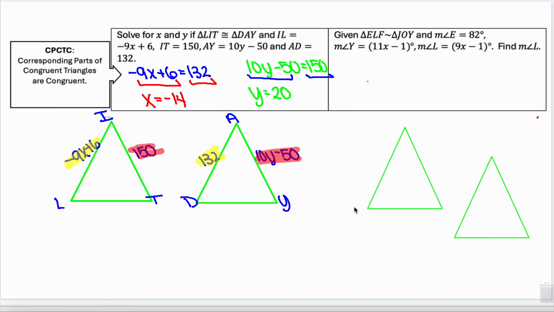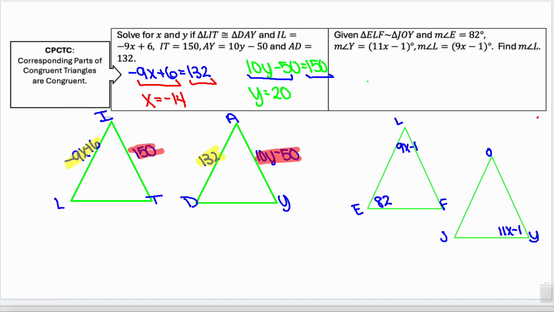And again, I like to label them starting in the bottom left corner, but that is just me. But whatever you do on one, please make sure you go in the same pattern on the other. It tells you E is 82 degrees. Y is 11x minus 1. L is 9x minus 1. Miss Egloff, why did you put these inside instead of outside? Reminder, angles are going to go on the inside of the triangles.